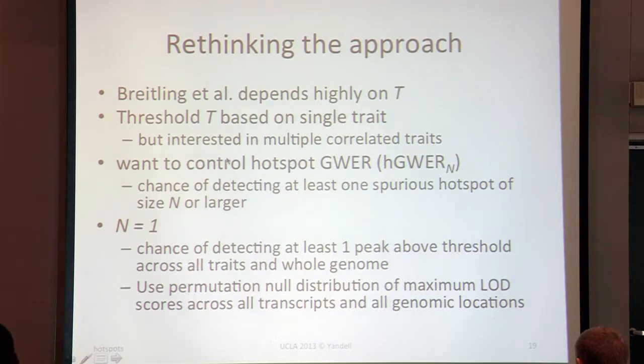I think this is getting to the point that I jumbled up earlier, so let me try again. We want to control the genome-wide error rate for a hotspot, and hotspots of different sizes. So what's the chance of detecting at least one spurious hotspot of some size n or larger? That's the question we want to ask, and we want to come up with a criterion for that. When n equals 1, the special case, we're looking at the chance of detecting at least one peak above a threshold across all traits and the whole genome. So we use a permutation null distribution of maximum LOD scores for all transcripts in all genome locations. We just throw all the transcripts in all locations and then permute them.